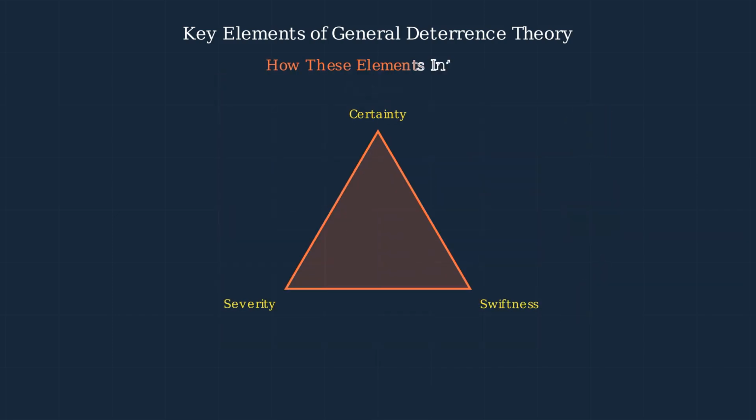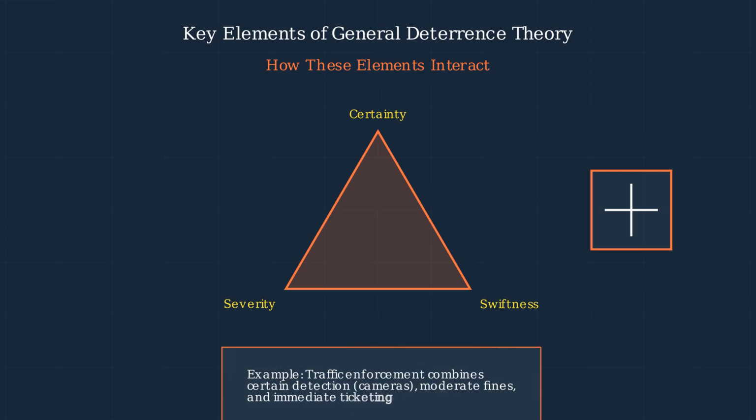These three elements interact to determine the overall deterrent effect. Research suggests certainty of punishment typically has the strongest effect, while severity and swiftness enhance the deterrent impact. For example, traffic enforcement combines certain detection through cameras and police presence, moderate fines as punishment, and immediate ticketing to create an effective deterrent system. The most effective deterrent strategies strike a balance between all three elements, though the optimal mix depends on the specific behavior and context being addressed.